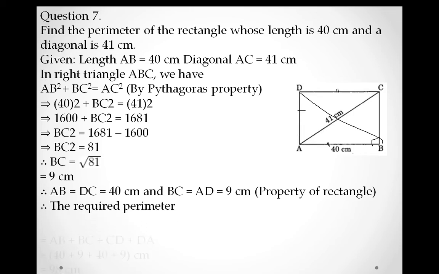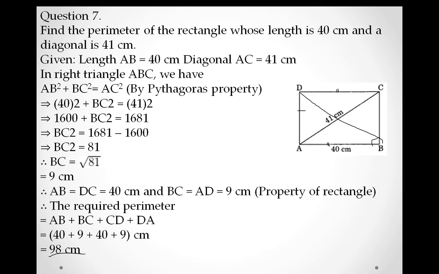So the required perimeter is, perimeter means the sum of the lengths of all sides of a given shape. So 40 plus 9 plus 40 plus 9 is 98 centimeter. Just look at it yourself, try to understand. Just remember that a rectangle has all angles right angled, and opposite sides and diagonals are the same in length.